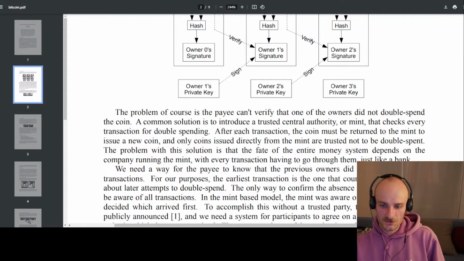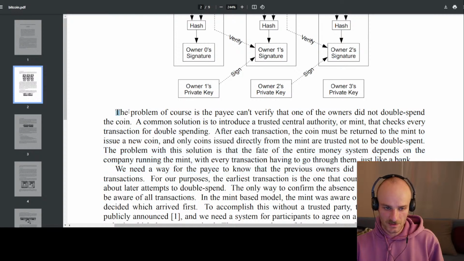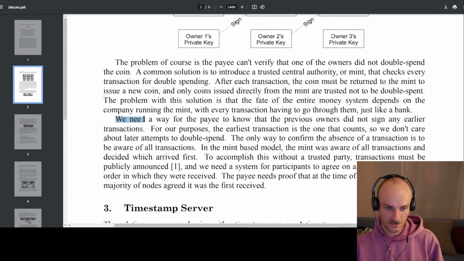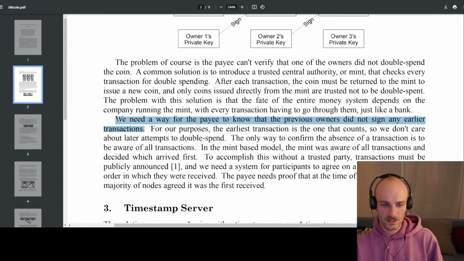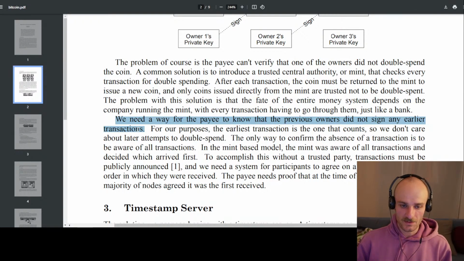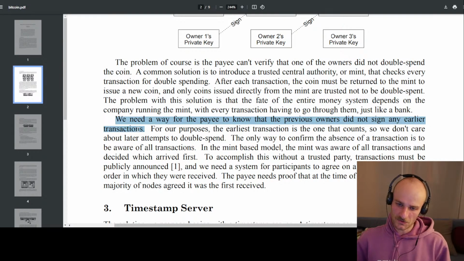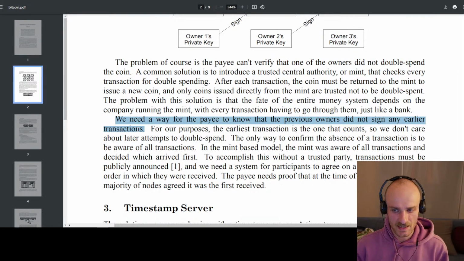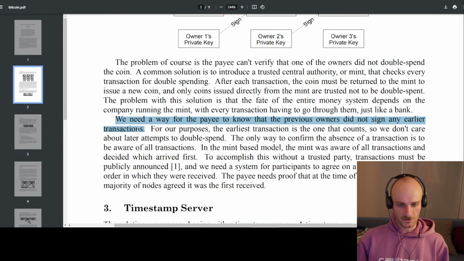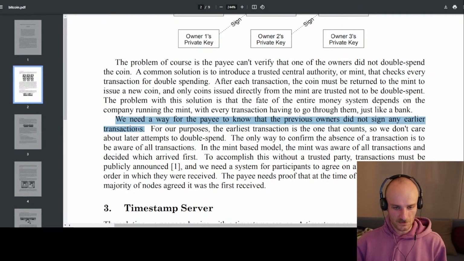So after each transaction, the coin must be returned to the mint, which issues a new coin. Yeah, so this is a way to avoid double spending, but here we are raising the level, saying we need a way for the payee to know that the previous owners did not sign any earlier transactions without having a third party, a bank, in the middle.